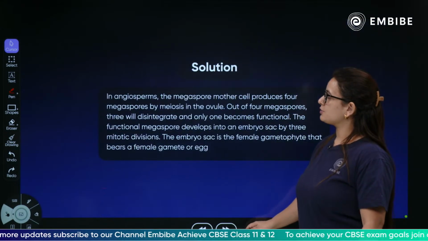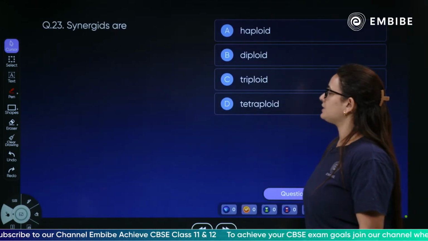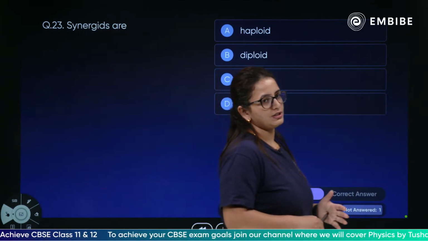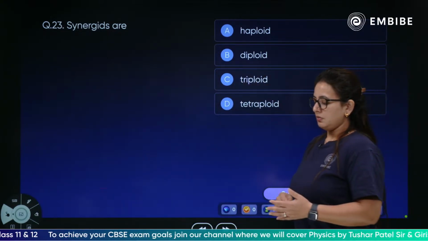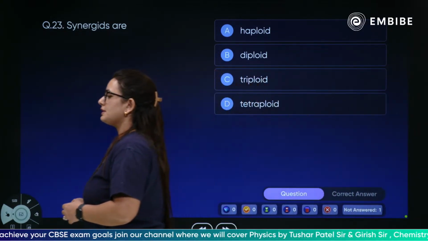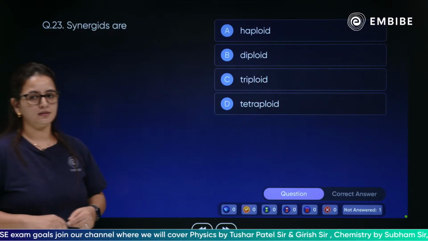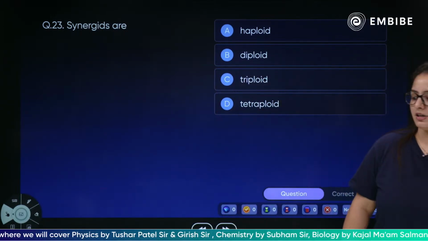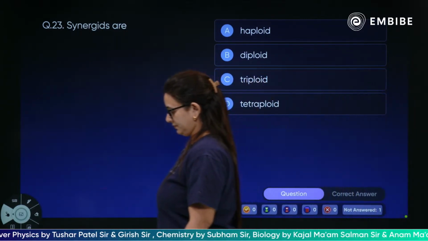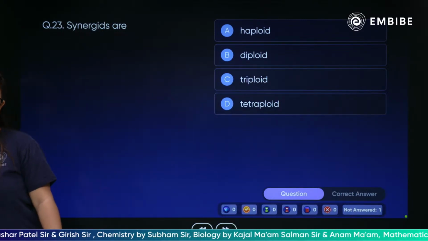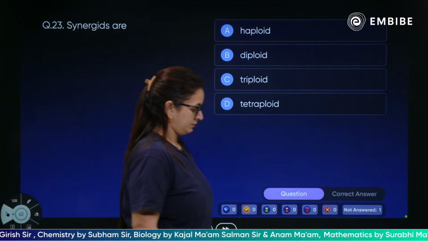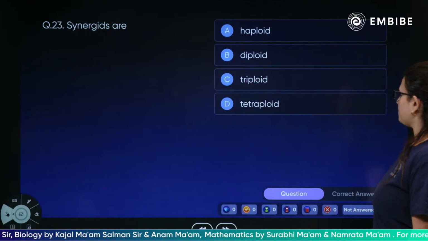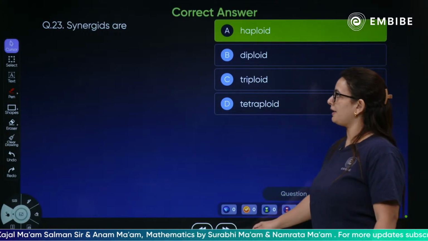Next question. Synergids: what is the ploidy of synergids? What do you think is the ploidy of synergids? The ploidy of synergids is that they would be haploid in nature.